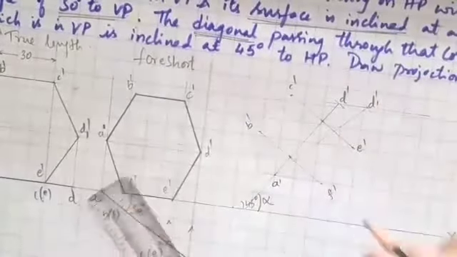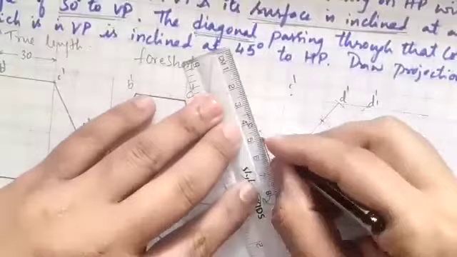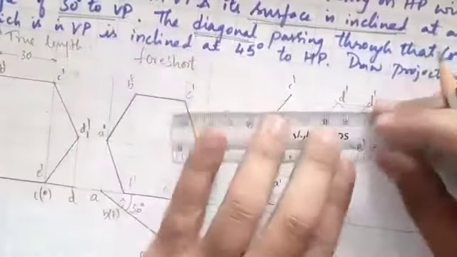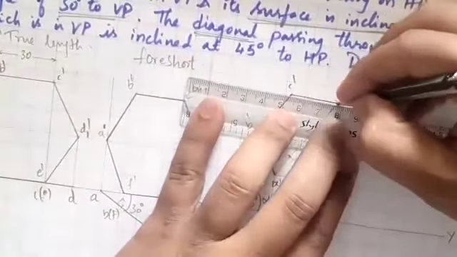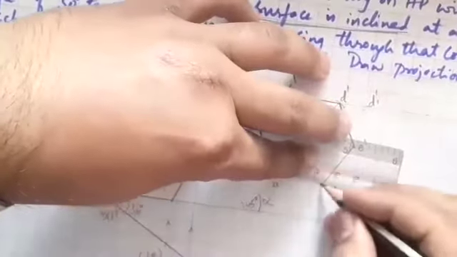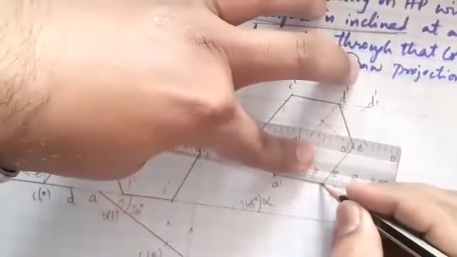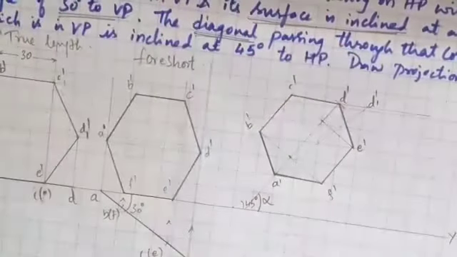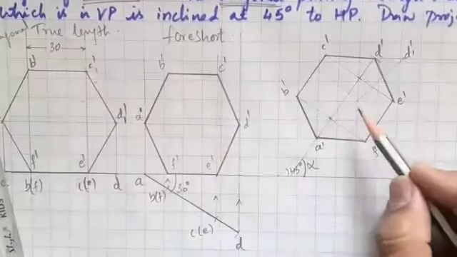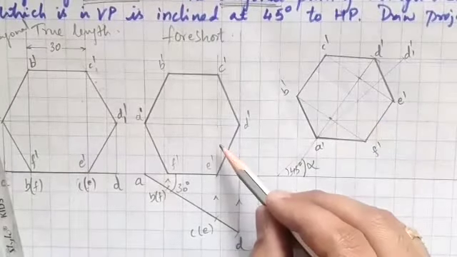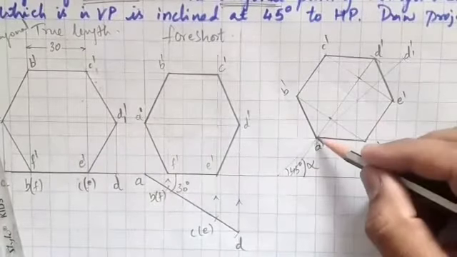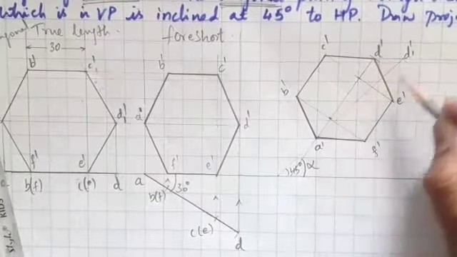And mark these two lines and complete the hexagon. How to construct the hexagon? A to B, B to C, C to D, D to E, E to F, F to A. Like this, construct the hexagon. The apparent shape of the hexagon is constructed here with the alpha angle condition. A dash D dash is at the new location, not here.